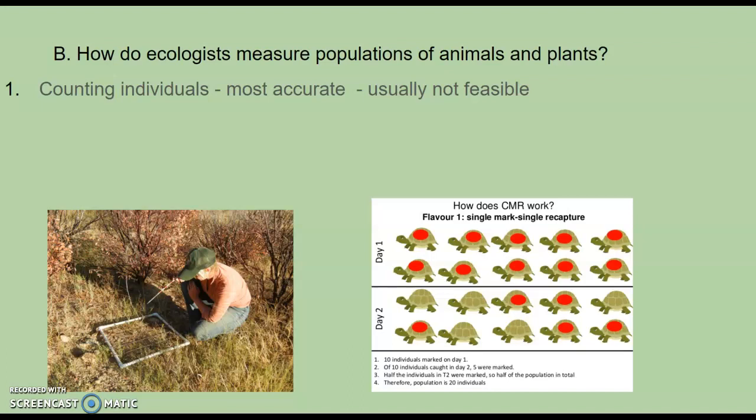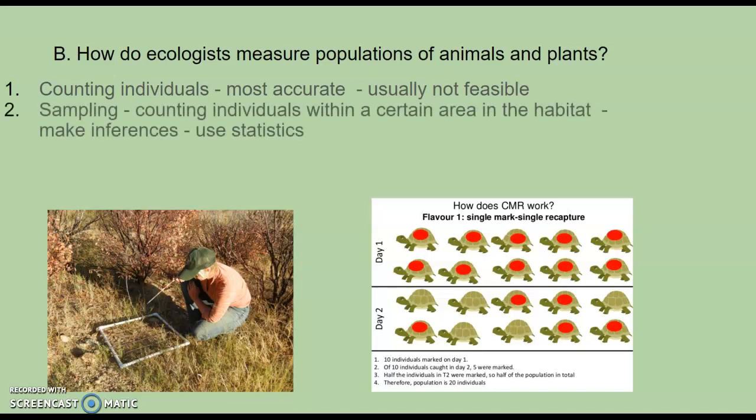So what ecologists have done is they've used sampling methods. This is counting individuals within a certain area in the habitat. And they use stats and math to come up with an expected number of the entire population.